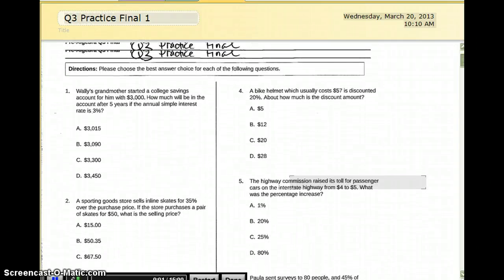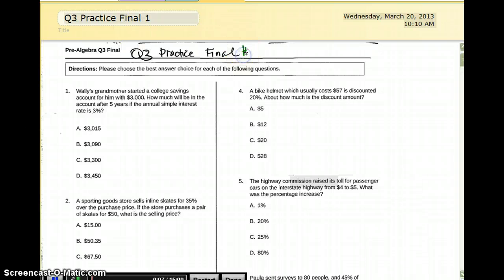Hi, this is Mrs. Zhu, and we're working on the packet that was passed out today in class, the quarter 3 practice final. This is the first practice final of 2 of them. And you need to fill in your answers on the scantron.